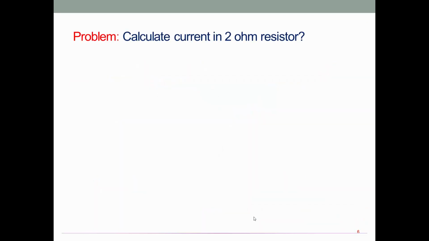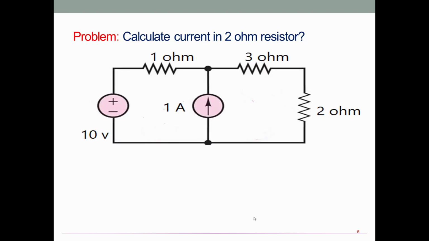Right, let me go for the sample problem. I will take a simple problem, the same as the previous example: the same circuit, but the sources and resistances have some values here. Our objective is to calculate the current in the 2 ohm resistor, that is here. Okay, let me solve this problem.